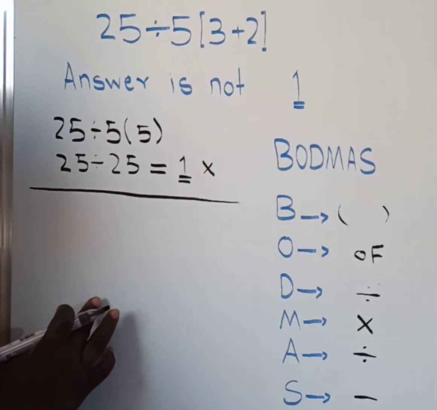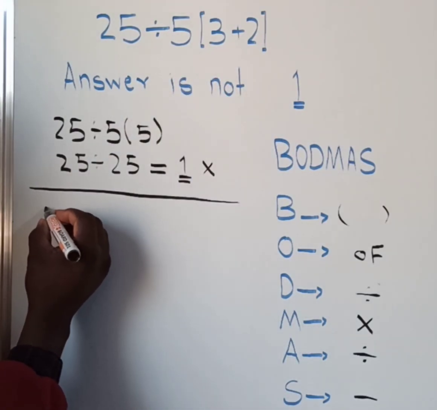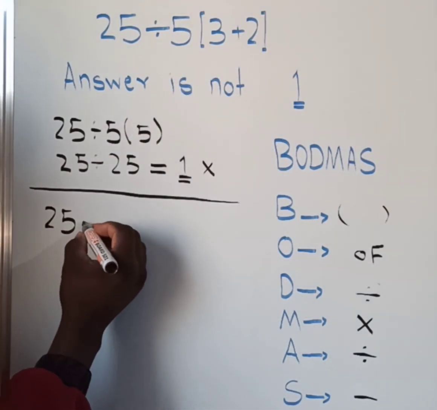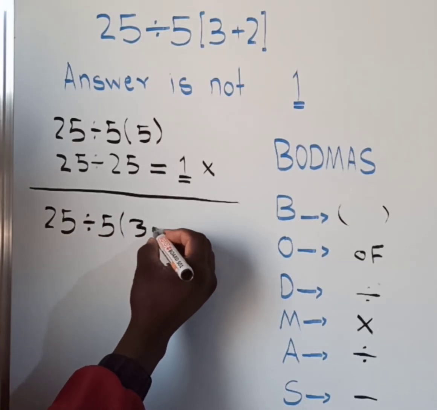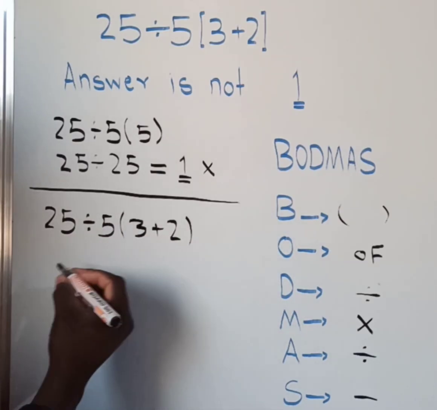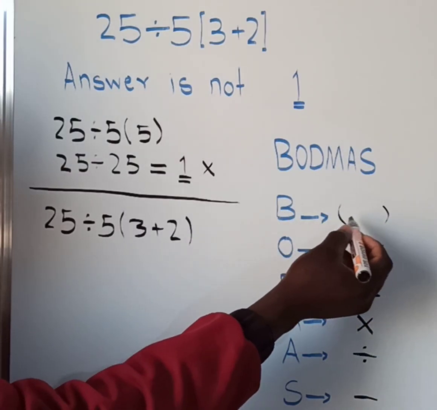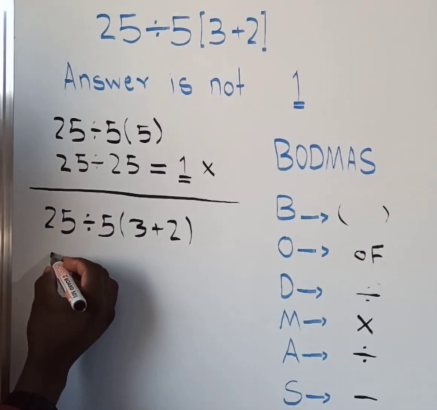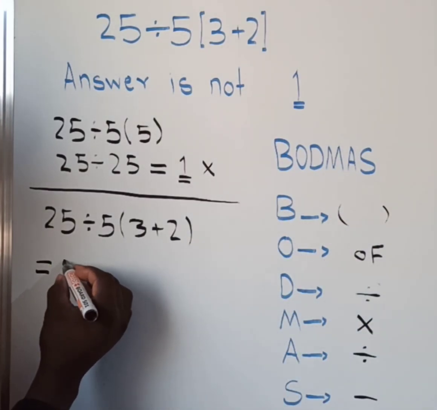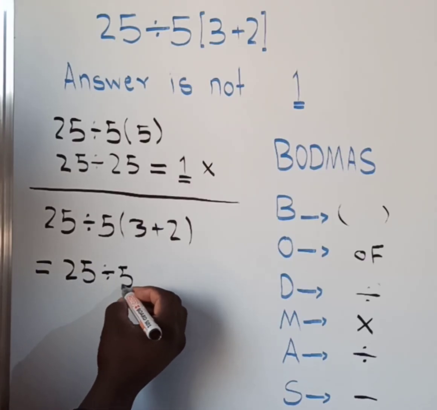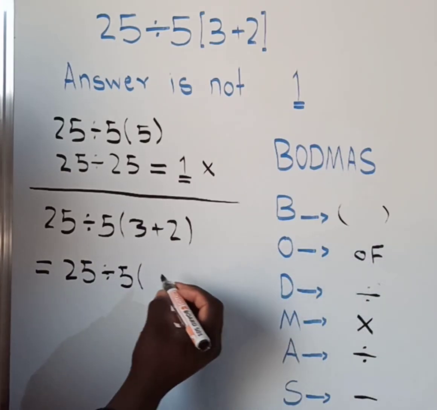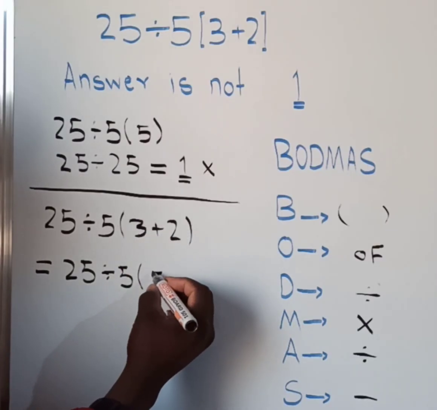So let's see what we're going to do. So we have to rewrite the question first. So I have here 25 divided by 5 in bracket, 3 plus 2. So according to the rule, the first letter here is B, which is bracket. So we're going to write, let's say equal, 25 divided by 5 in bracket. We're going to solve for this inside bracket. So we have 3 plus 2, which is 5.